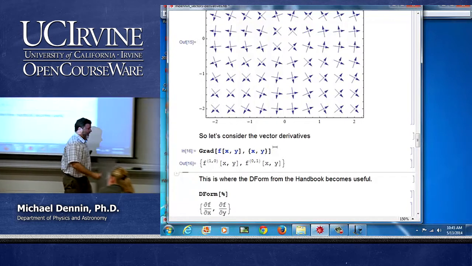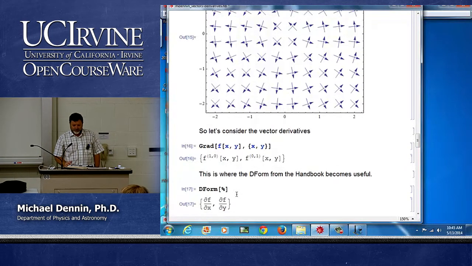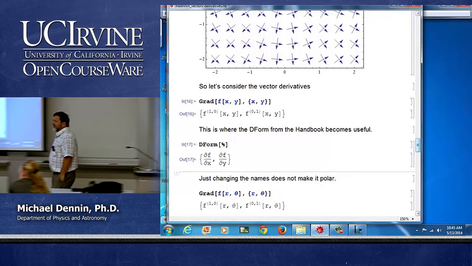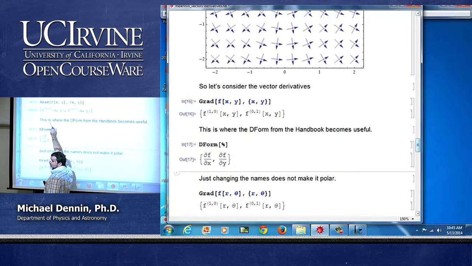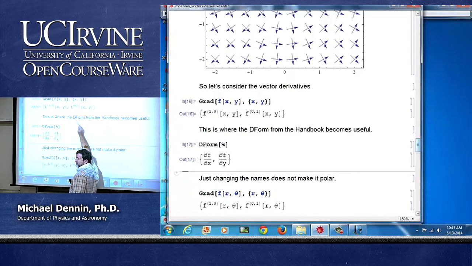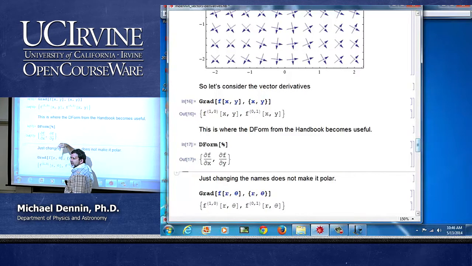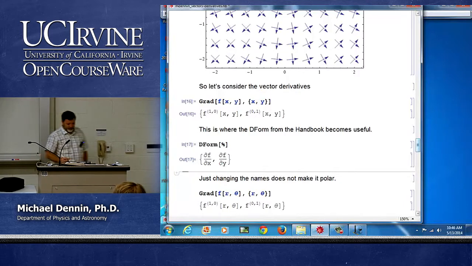If you use Mathematica enough, you will presumably get used to it. But if you use DForm, it converts it to what we think it is, df dx, df dy. So what is this? f10 is the first derivative with respect to the first variable, and no derivatives with respect to the second variable, df dx. f01 is no derivatives with respect to the first, one with respect to the second. So f11 would be d by dx, d by dy of f. You have to keep track of it. That's why I like DForm.